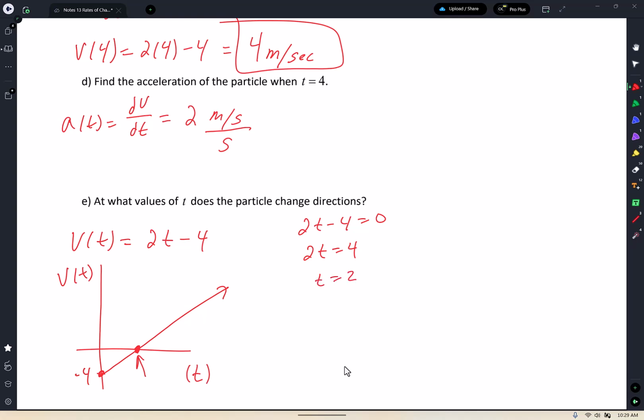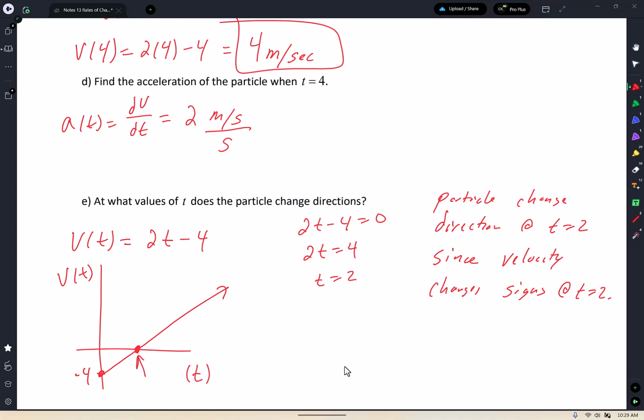And then I make a statement. It doesn't have to be a crazy statement, guys. All you're doing is just stating the facts. You're going to go: particle changes direction at t equals 2 since velocity, since what happens to velocity? Changes what? Perfect. Changes signs at t equals 2. Sounds kind of funny. Say it again. Particle changes direction at t equals 2 since velocity changes signs at t equals 2. Done.